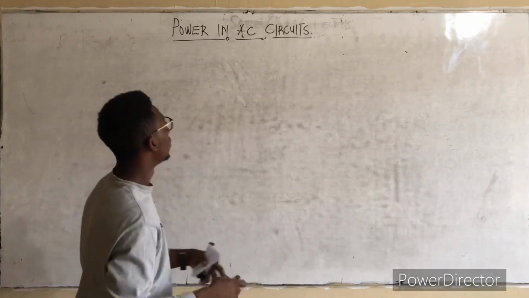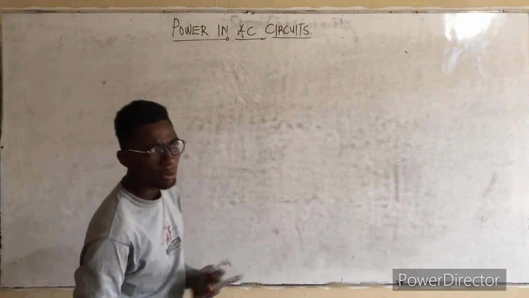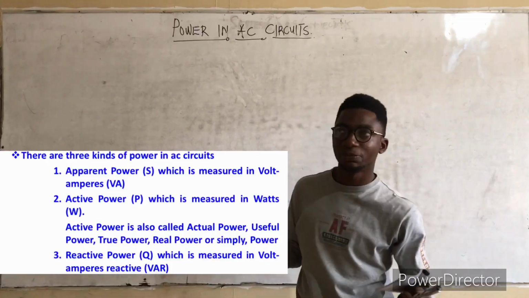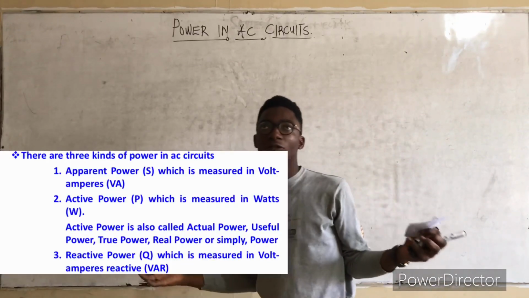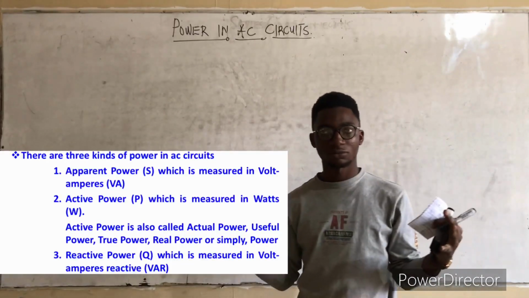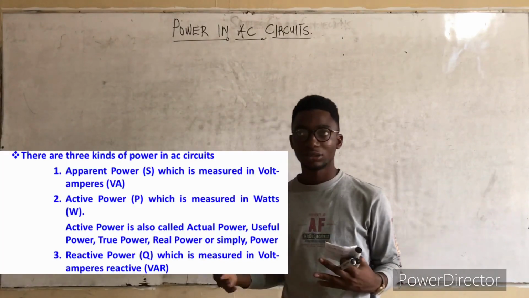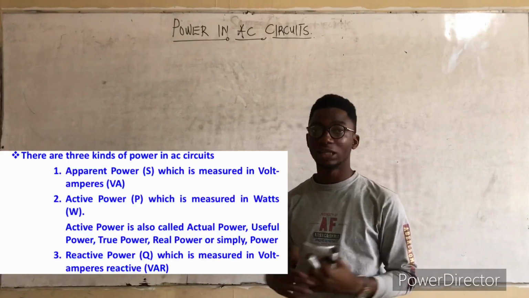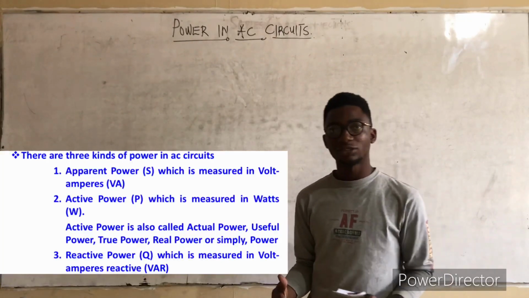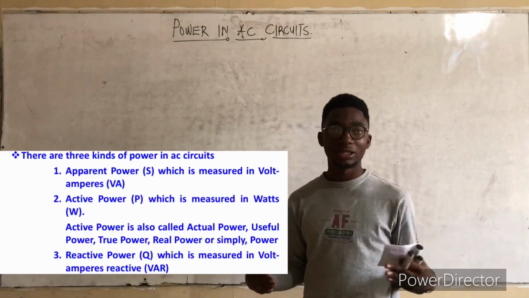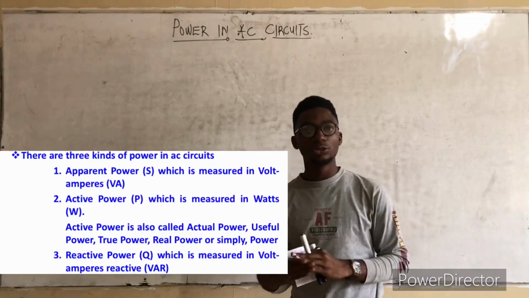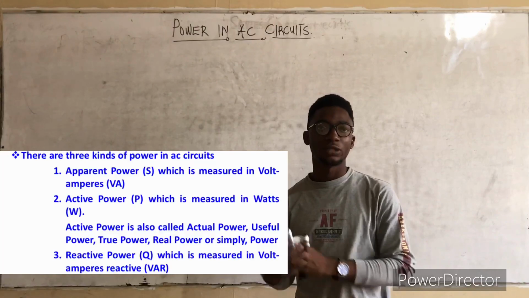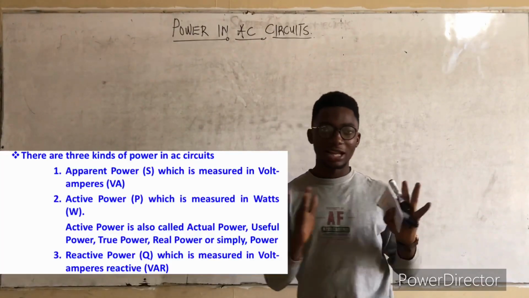So now, what is an apparent power? The apparent power is measured in volt ampere, and it's the total power that flows within a particular circuit. That is to say, the apparent power is simply the magnitude of the summation of the reactive power and the active power.